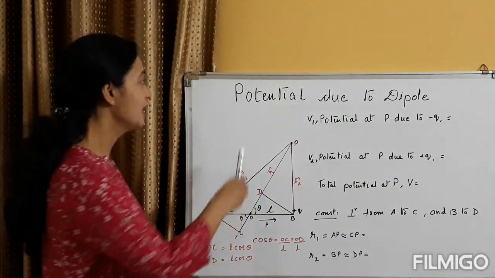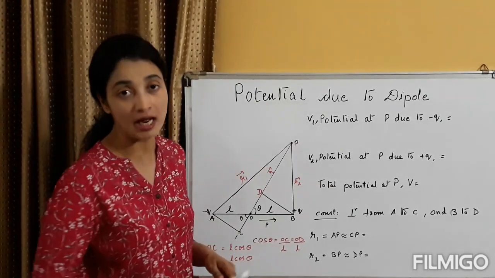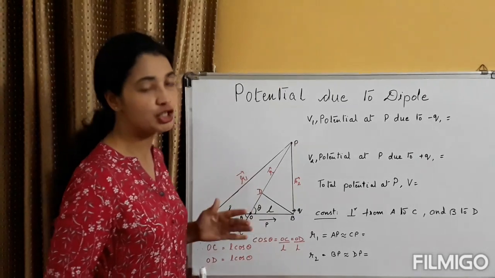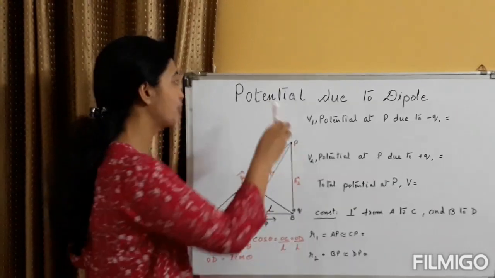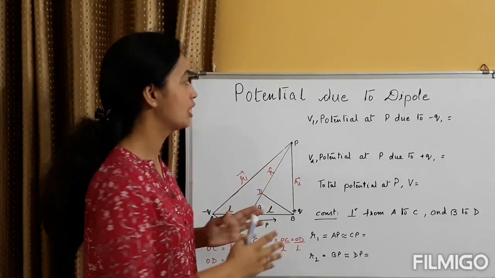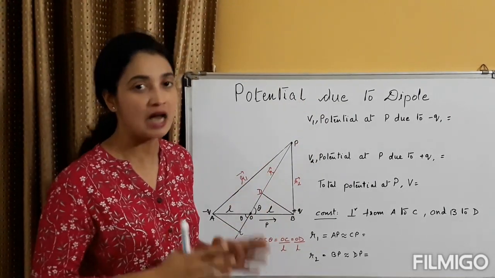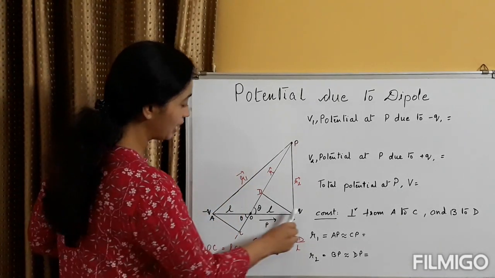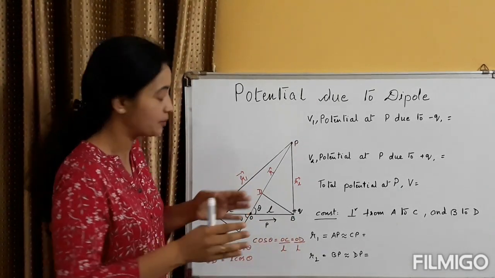Today we will study potential due to a dipole. After covering potential difference and potential due to a single point charge, today we will study how we can calculate potential when we are taking a dipole into account. A dipole, you know, is a system of two equal and opposite charges separated by a certain distance.